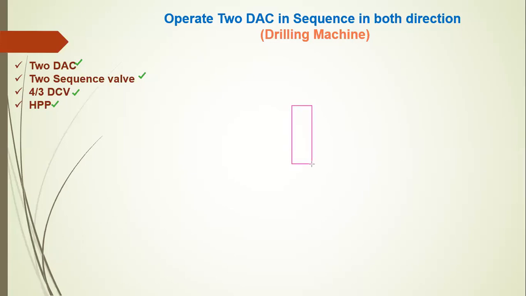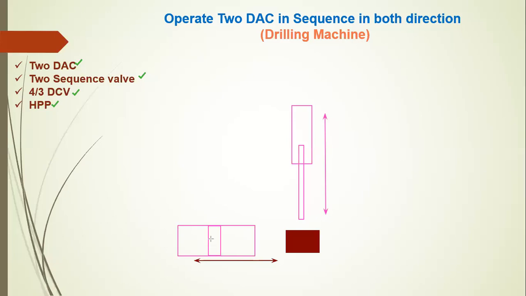First, we require the drilling tool. It gives the drill into the workpiece, so its required motion is vertical, up and down. Secondly, we require one workpiece below the drilling tool. This is the workpiece, and the movement for the workpiece is horizontal. Here one horizontal motion is required, so another DAC is required to give motion inside and outside to the workpiece in the horizontal direction.